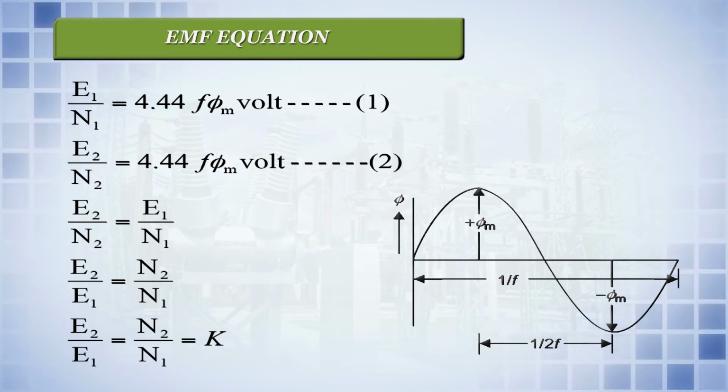That means equation number 1 and equation number 2 can be written as E2 upon N2 is equal to E1 upon N1. That means the induced EMF per turn at the secondary side is equal to the induced EMF per turn at the primary side. So after rearranging, you can also write E2 upon E1 is equal to N2 upon N1. This N2 upon N1 can be written as K, where this K is the transformation ratio. If the value of K is greater than 1, then it is a step up transformer. If K is less than 1, then it is a step down transformer.